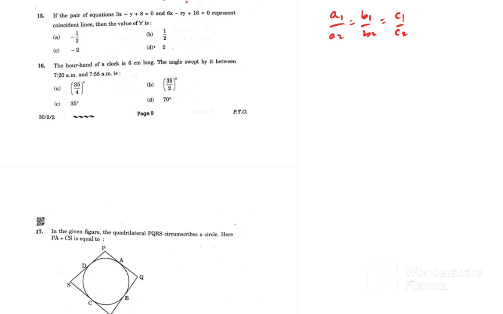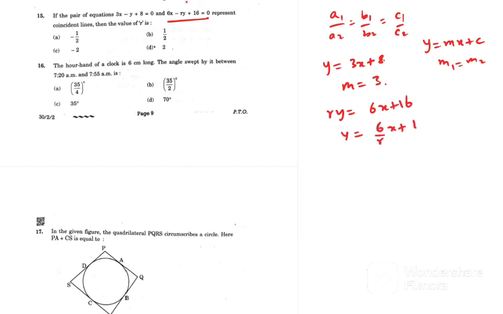Right? Otherwise, we also know the equation of a line which is y equals mx plus c. Right? So if two lines are coincident, that means their slope is the same. So m1 equals m2. Right? So here from the first equation I can write y equals 3x plus 8. So here m is equal to 3. And from the second equation I can write ry equals 6x plus 16, or y equals 6 by r x plus 16 by r.